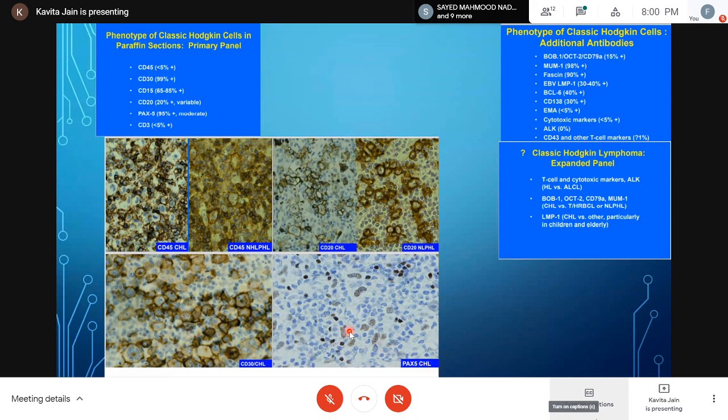And this is the characteristic PAX5. For so many years, I was not able to interpret how we do PAX5 interpretation in Hodgkin's lymphoma. But then I got to know it can be a heterogeneous staining, because obviously the B cell antigens are lost. So this is one of the markers which is remaining. So we have a very weak to mild staining of the PAX5. Whereas if it would have been a strong staining, it would have favored some non-Hodgkin's lymphoma or some NLPHL or something else. But this is the characteristic staining of classical Hodgkin's lymphoma.